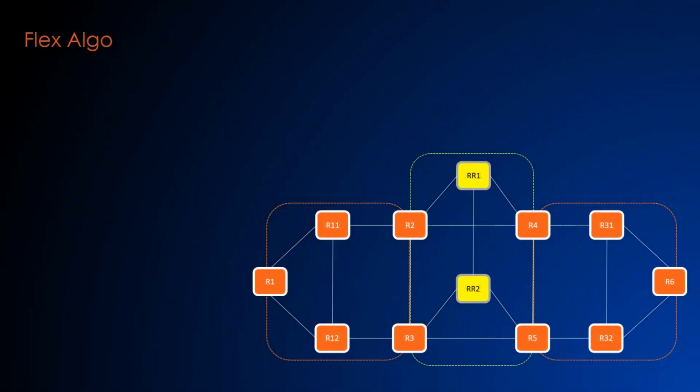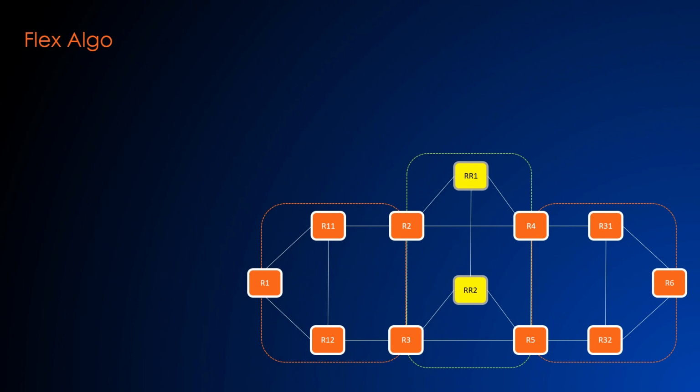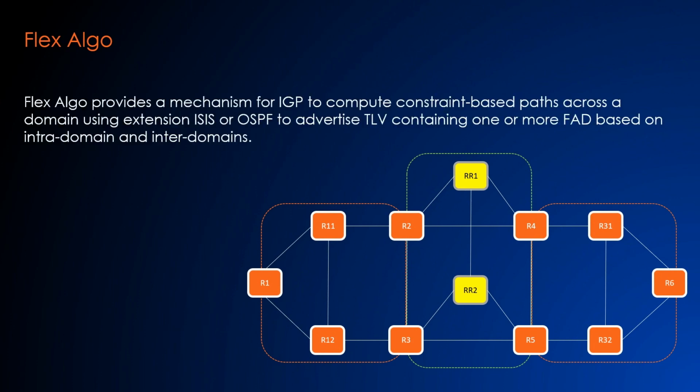So far, we learned how Flex Algo needs to be configured in the devices and how it works, meaning how it advertises through ISIS. Flex Algo provides a mechanism for the IGP to compute a constraint-based path across a domain, using extensions in ISIS or OSPF to advertise the TLVs containing one or more FADs defined in the ingress or egress. Every IGP node configured with one additional prefix SID will associate with this Flex Algo 128.